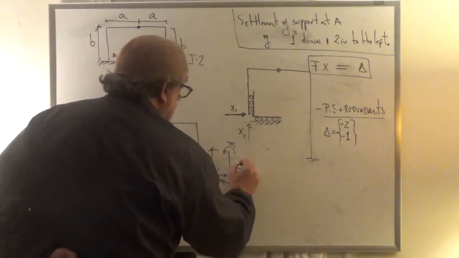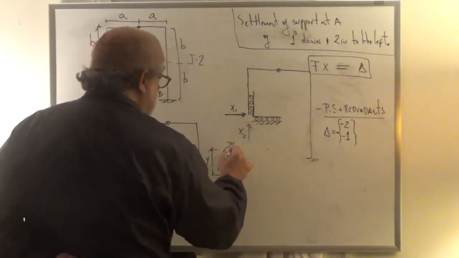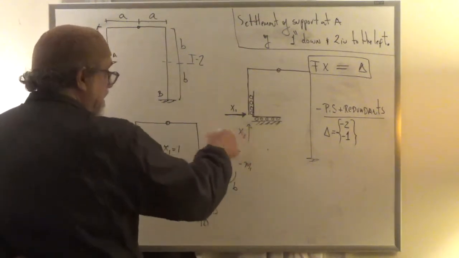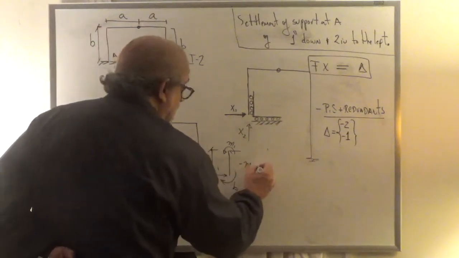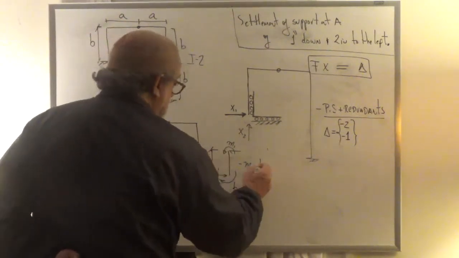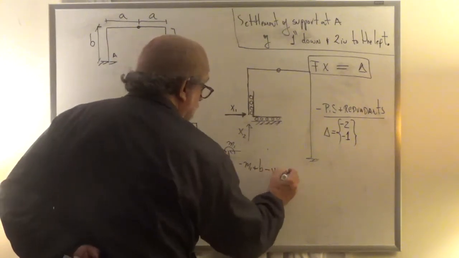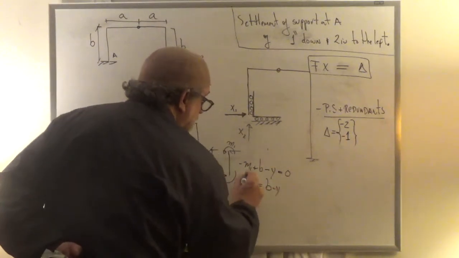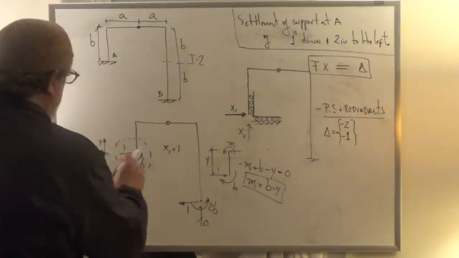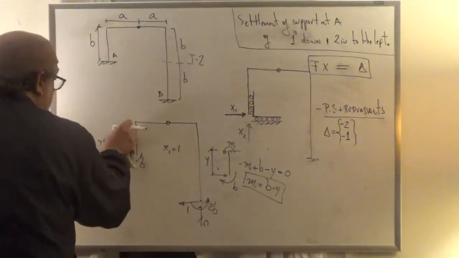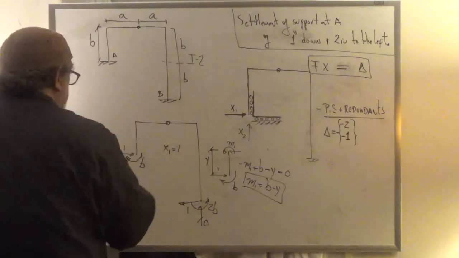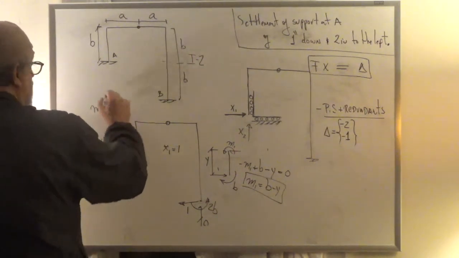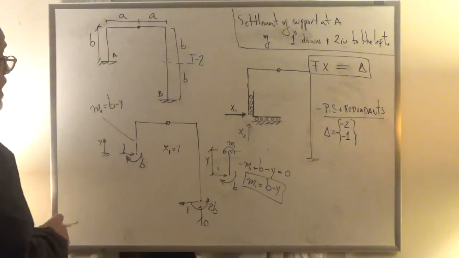So I'm going to get then minus M1, and there is of course a shear here. And there could be an axial, but I don't really care because I'm going to sum moments about here. I'm going to get minus M1 plus B minus Y equal to 0, from where M1 is equal to B minus Y, right? So we can come here with our 1 here, and we know that in this bar M1 is equal to B minus Y. Okay?